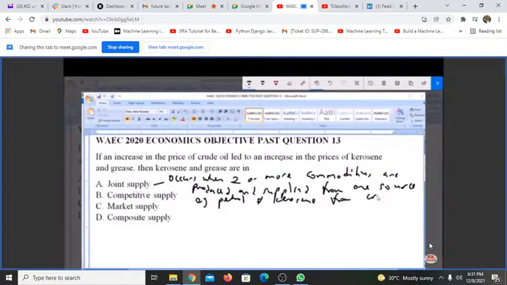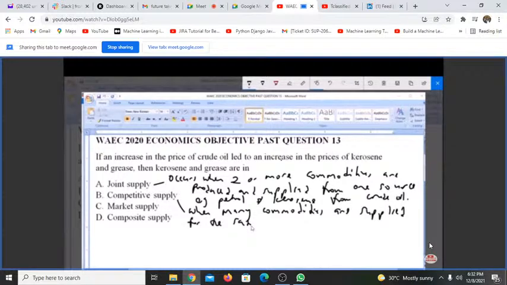Now option B is competitive supply, and it refers to when many commodities are supplied for the satisfaction of a particular want. For example, meat and fish. So meat and fish are both supplied for the satisfaction of a particular want.